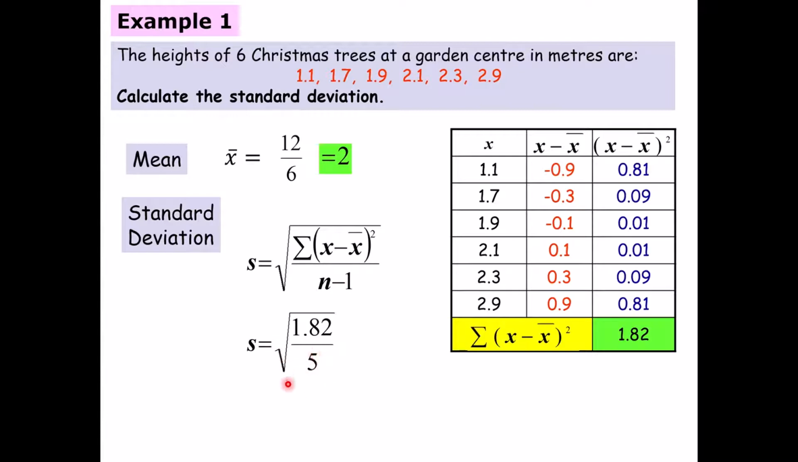And now we're going to stick this into your calculator. You're going to click the fraction button and the square root of the whole fraction. Or you could calculate 1.82 divided by 5 first and then square root it, whatever way you prefer. If you're confident using your calculator, I would just go ahead and put this straight in. Okay, so now you've got your standard deviation of 0.60.